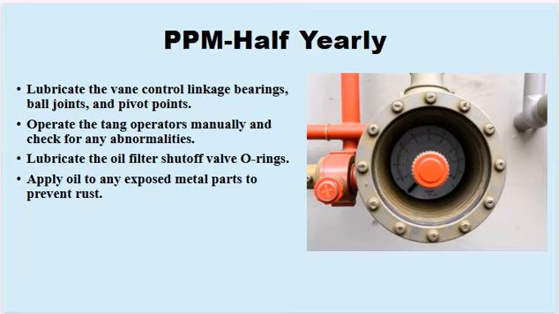The half-yearly maintenance procedures focus on the mechanical aspects of the system that require attention every 6 months. The vane control linkage bearings, ball joints, and pivot points must be properly lubricated to ensure smooth operation of the capacity control system. Operating the tang operators manually allows technicians to check for any abnormalities in the mechanical linkages.